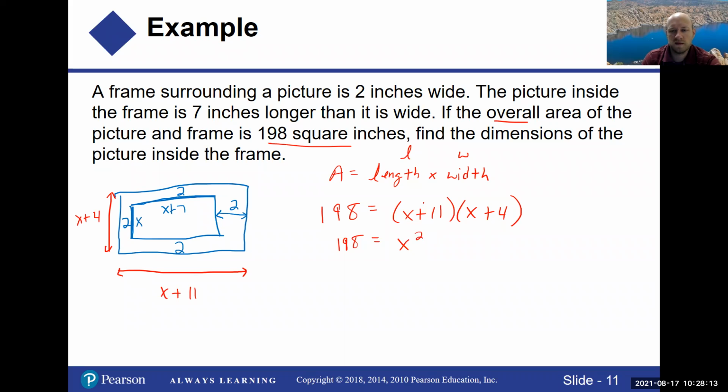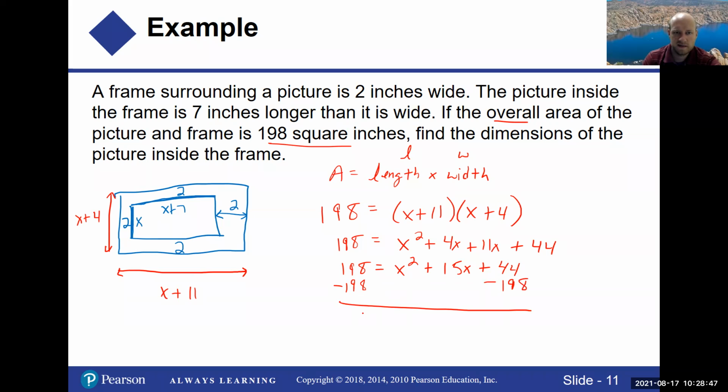Let's distribute or FOIL this out. We have X squared, X times X. X times 4 is 4X. 11 times X is 11X. And 11 times 4 is 44. So we have 198 equals X squared plus 15X plus 44. Now we're still solving this quadratic, so I want to have it as AX squared plus BX plus C. So we have to set this to 0.